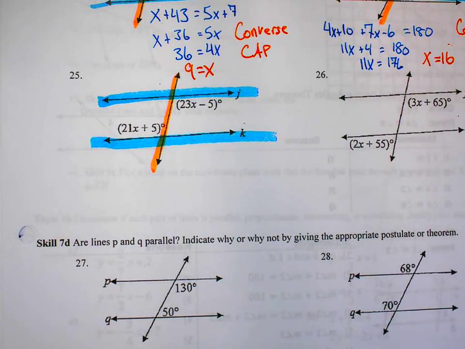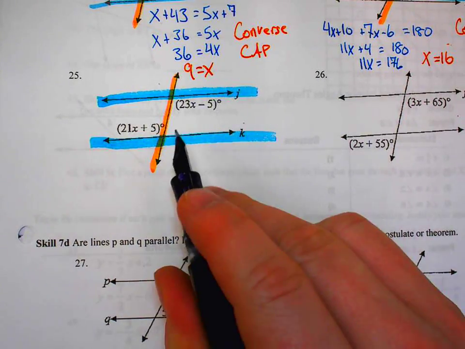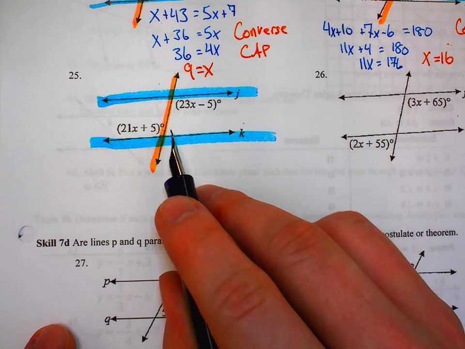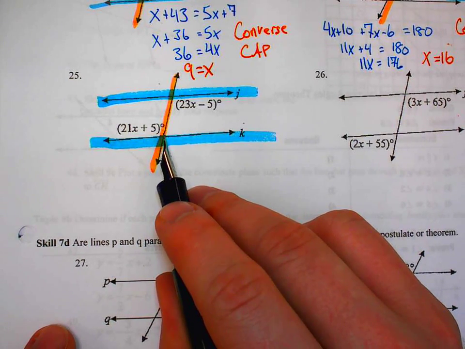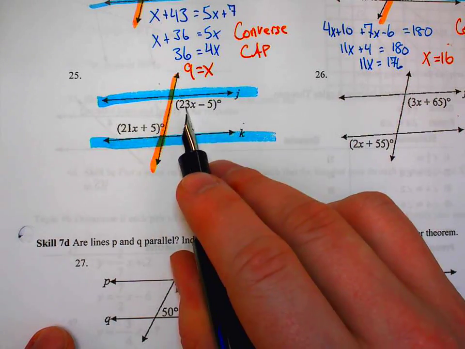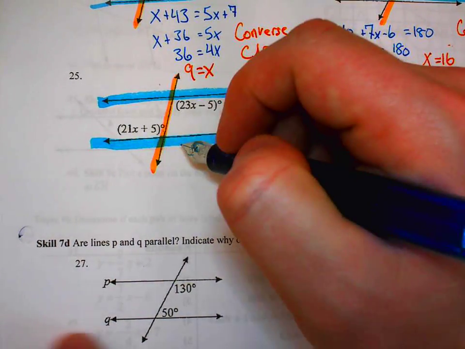Both of these angles are inside the parallel lines on opposite sides of the transversal. That makes them alternate interior angles. The relationship between alternate interiors should be congruent, so I'm going to write an equation where these are set equal to each other in order to figure out the value of x that would make them congruent.